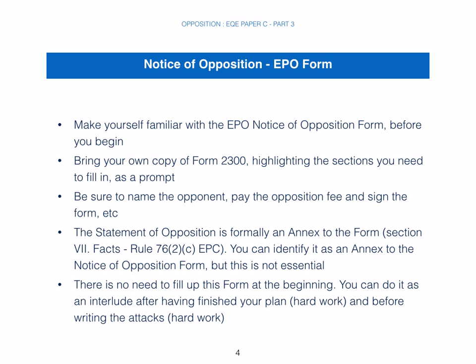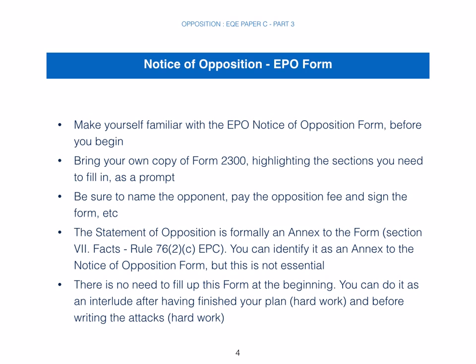No credit is given for filling up the Form 2300. You can only lose credit by incompletely filling it or not filling it at all. It's a waste of time to repeat wording from the form in your statement of opposition. There is also no advantage in dispensing with the form and instead including the relevant information in your statement of opposition.